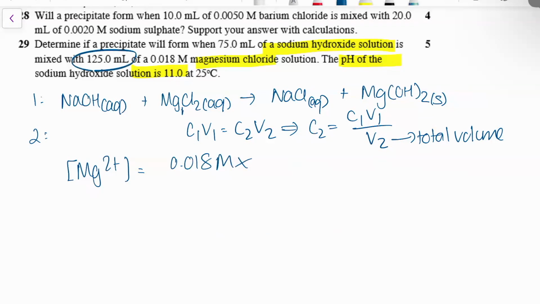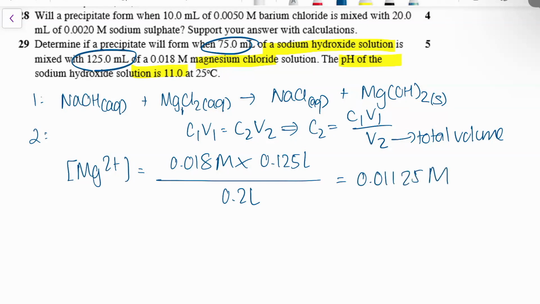V1 started off as 125 mL, which is 0.125 liters, over the total volume when I add them together. 125 plus 75 is 200 mL total, which is 0.2 liters. So what's my concentration of Mg2+ when I mix it together? 0.01125. 0.01125 molar. Good.